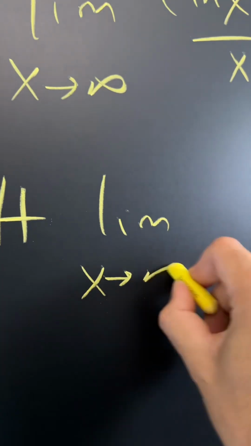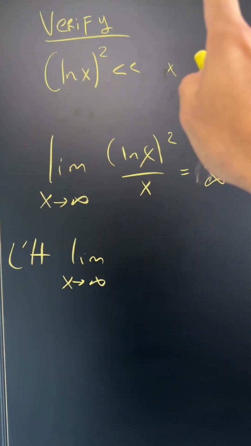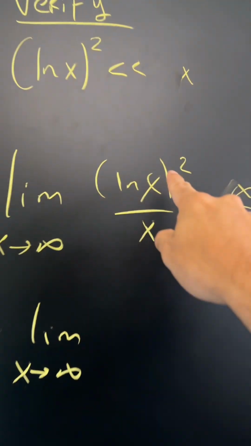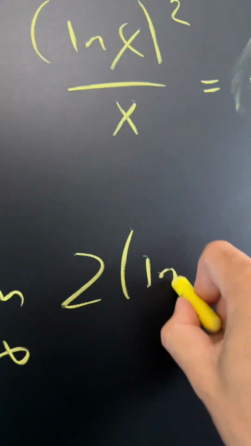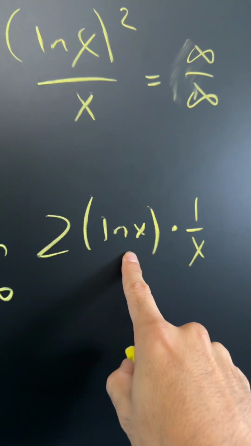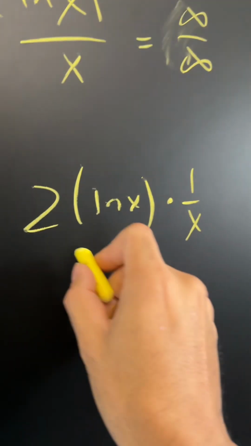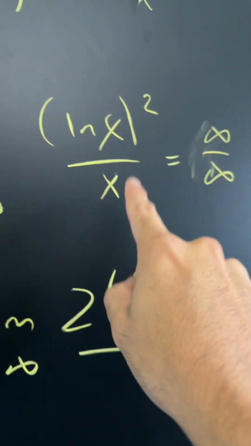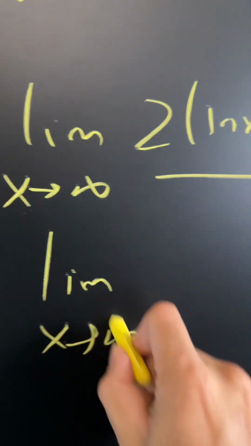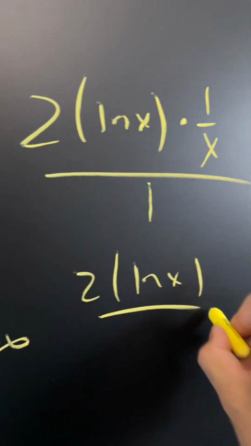Now remember, when we apply L'Hopital's rule, you are taking the derivative of the top and the bottom separately. You are not doing quotient rule. So in this particular case, we will have 2 natural log of x to the power of 1 times the derivative of a natural log of x, which is 1 over x, apologies, over, and then this derivative will just be 1. So this limit turns into 2 natural log of x all over x.